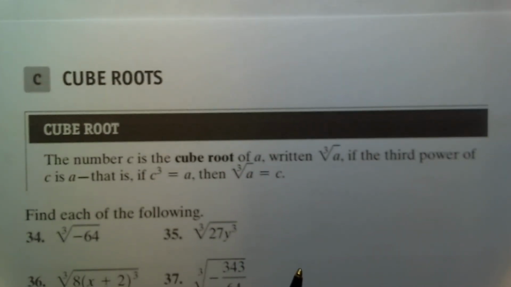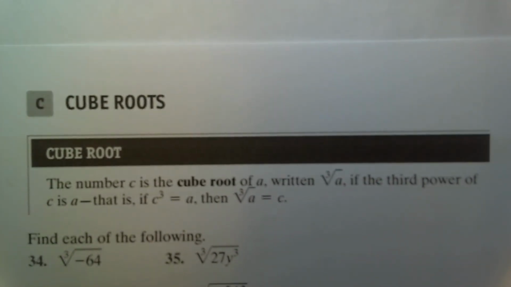So here are some simple exercises. When you look at number 34, the third root of minus 64 would be minus 4, because minus 4 to the third power is equal to minus 64. And here the third root of 27y to the third, we can write that as the third root of (3y) to the third power. So in other words, that would be equal to 3y.